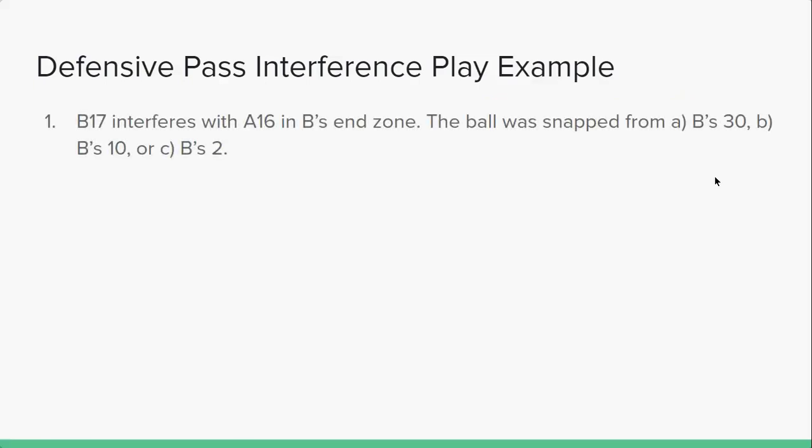So here's an example play. B17 interferes with A16 in B's end zone, but the ball is snapped from either B's 30, B's 10, or B's 2. It's going to be first down for A in all cases. In the first play, it's a 15-yard penalty. It's the ball to go to B's 15. In the second example, the ball is snapped between the 17 and the 2. We're going to go to the 2-yard line. In the third example, we're going half the distance to goal.